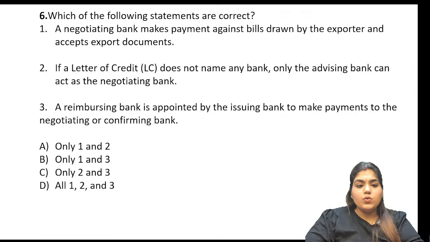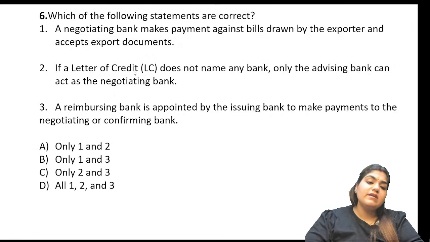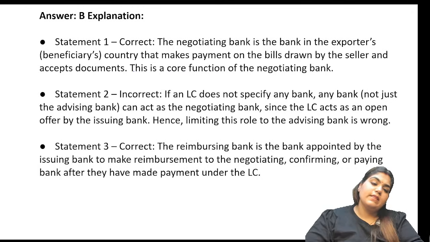Statement number 2 is incorrect. The letter of credit does not name any bank. Only the advising bank can act as a negotiating bank? No. The LC does not specify any bank. Any bank can act as a negotiating bank. It is not just the advising bank. Whichever bank is the seller's bank can act as a negotiating bank. B is the correct answer.